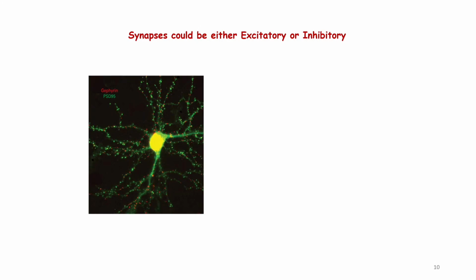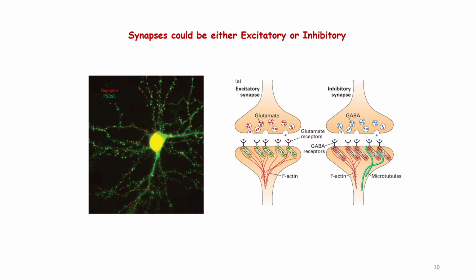Basically two proteins, PSD95 and gephyrin, are tagged with two different fluorescent dyes. These two proteins, PSD95 and gephyrin, are scaffolding proteins. They help in the clustering of neurotransmitter receptors.